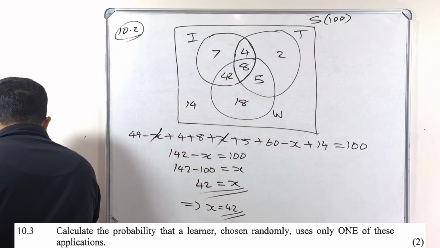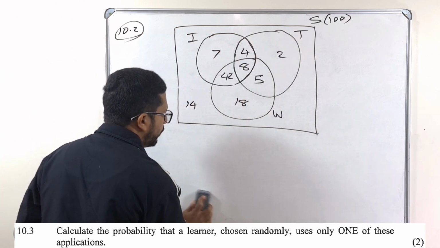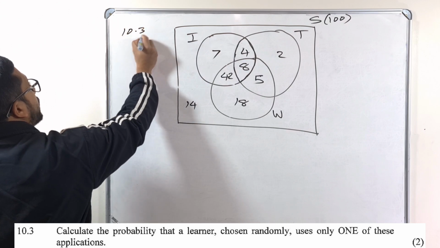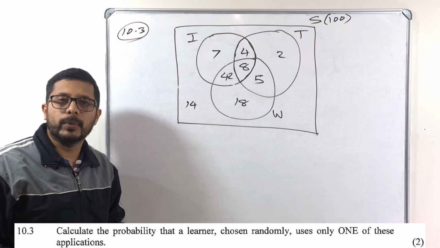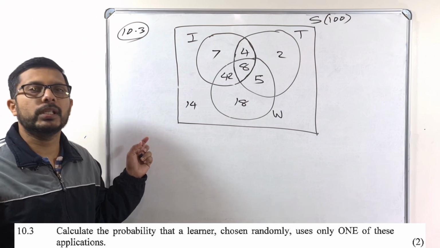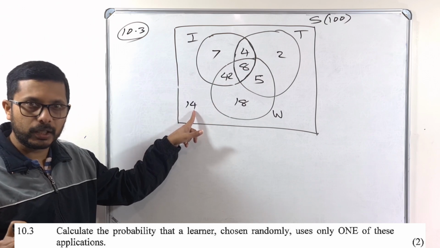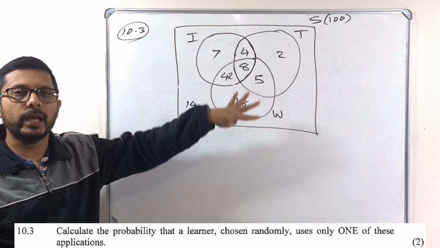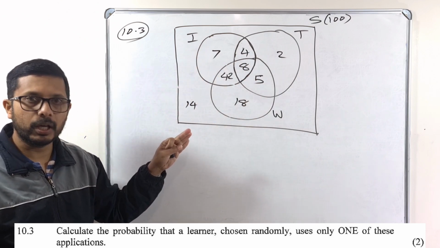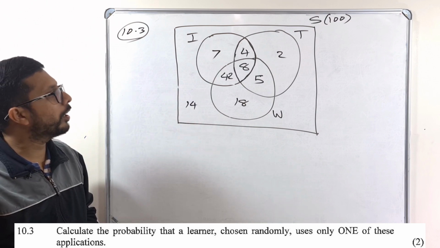Now before I start doing question number 10.3, let me ask you one question. How many people are not using any of these applications? 14. Do you agree with that? Not Instagram, no Twitter, no WhatsApp. How many are there? 14.